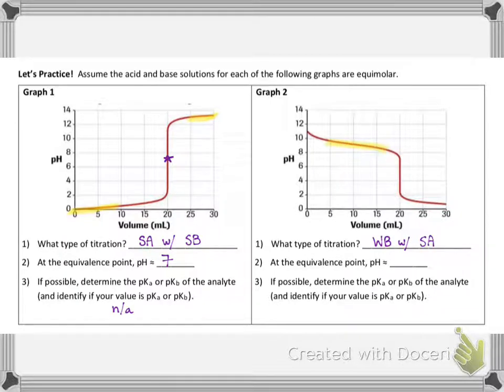Okay, this one started off basic, so it had to be a base titration with an acid added. But it had that little dip thing in the front. So that means it was a weak base being titrated with a strong acid. And if you try to find the equivalence point, the pH was something like 5? Because it's a weak base, we're trying to determine what its pKb value is. Well, that means we need to find the half equivalence point.